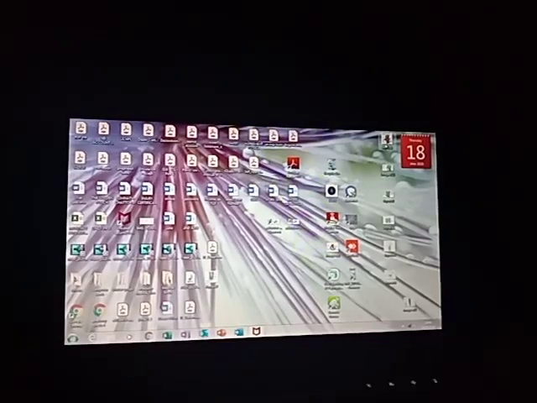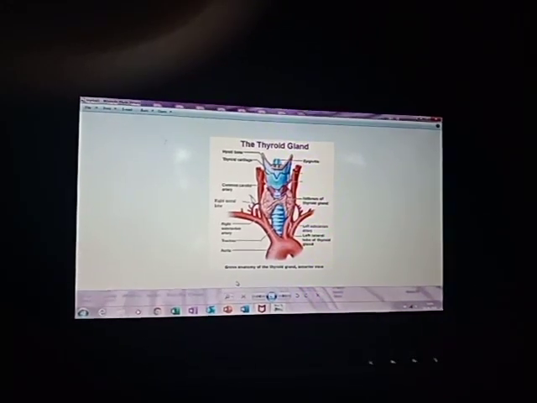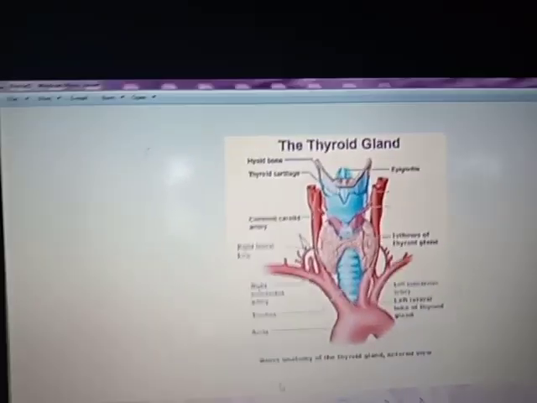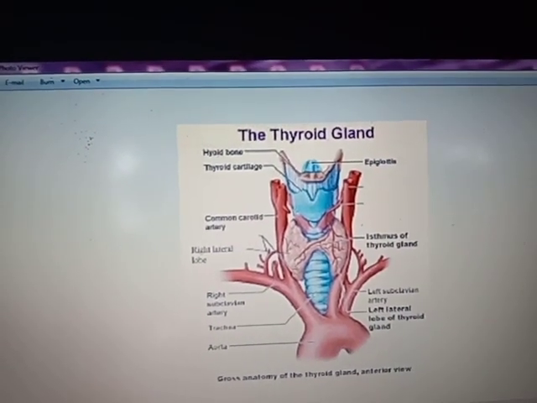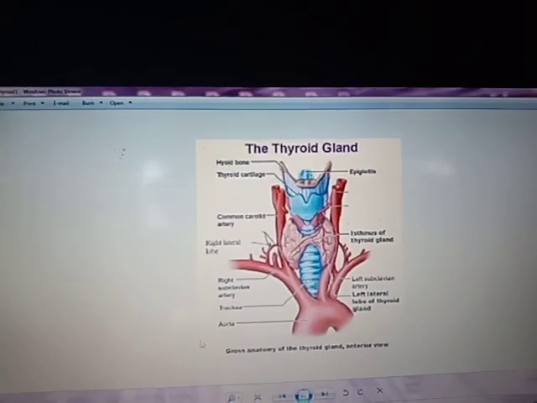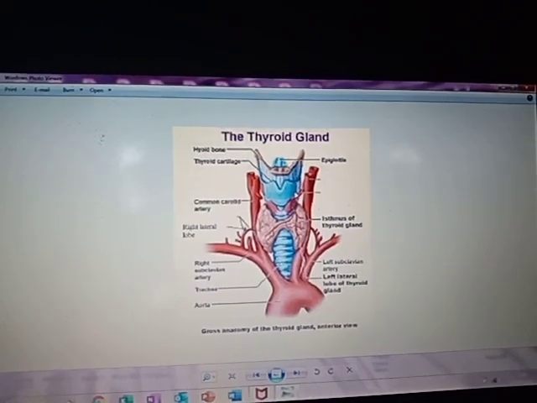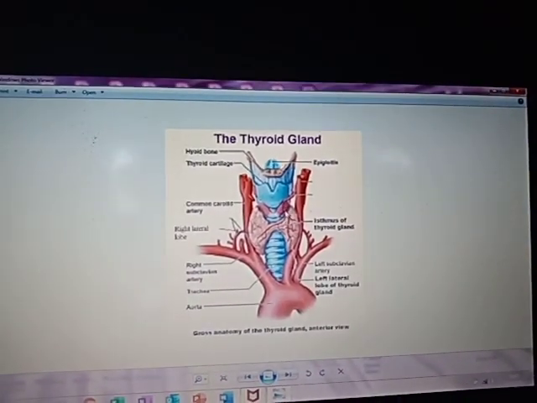Then come to the first image. This image explains the blood supply of the thyroid gland. You can find the blood supply here. This is the superior thyroid artery. It is the first branch of the external carotid artery.